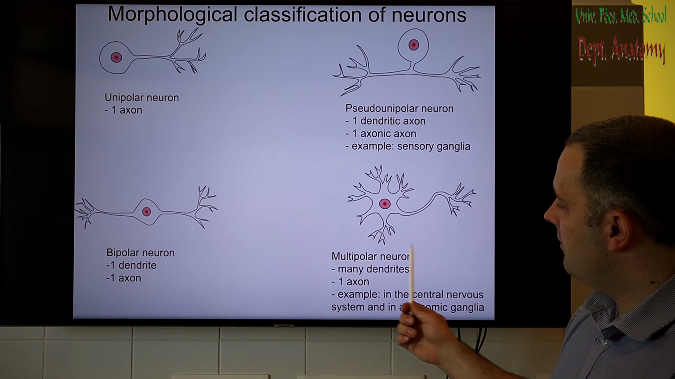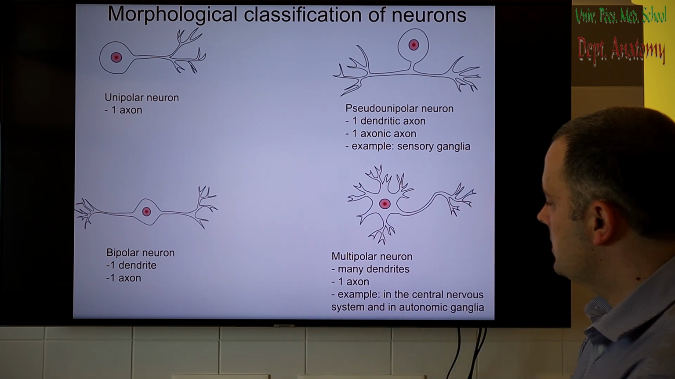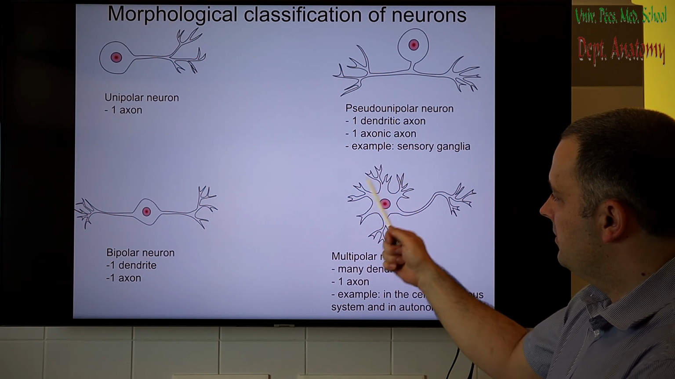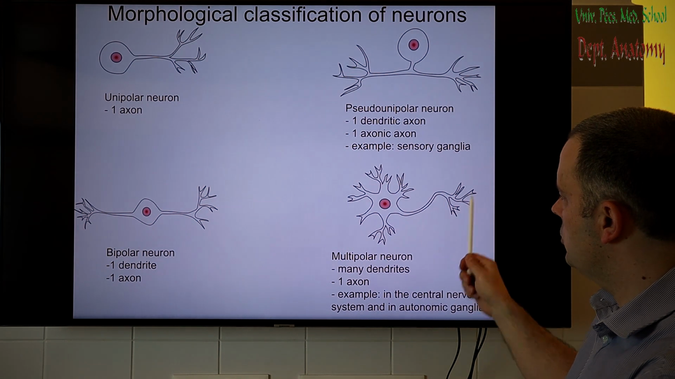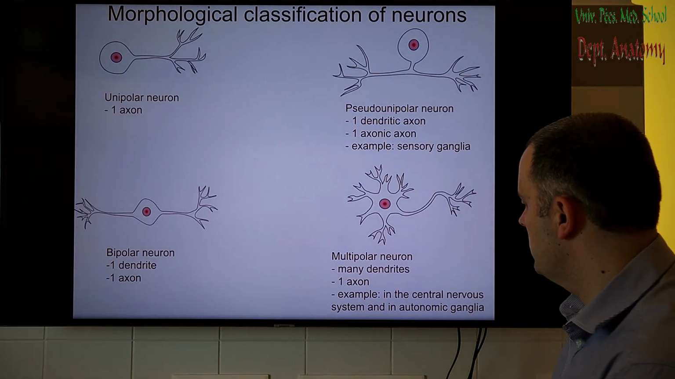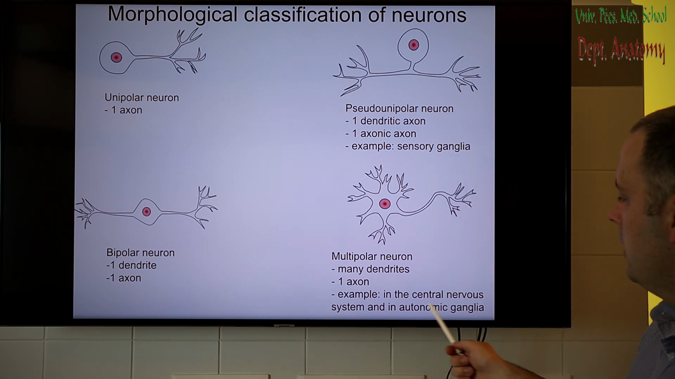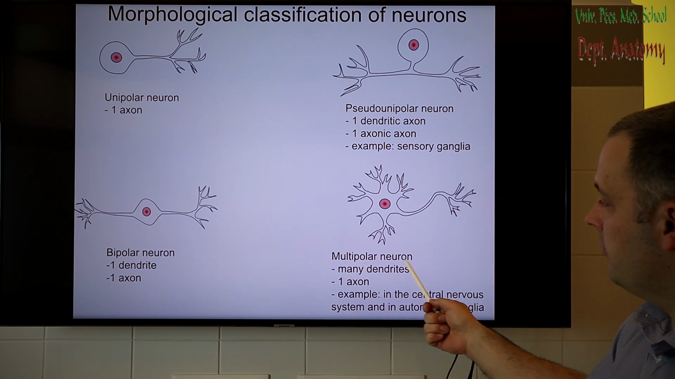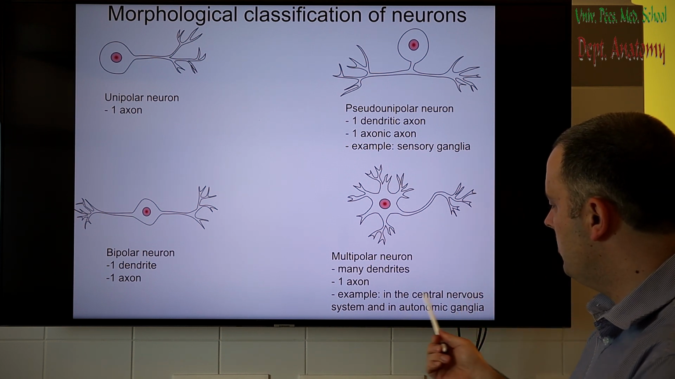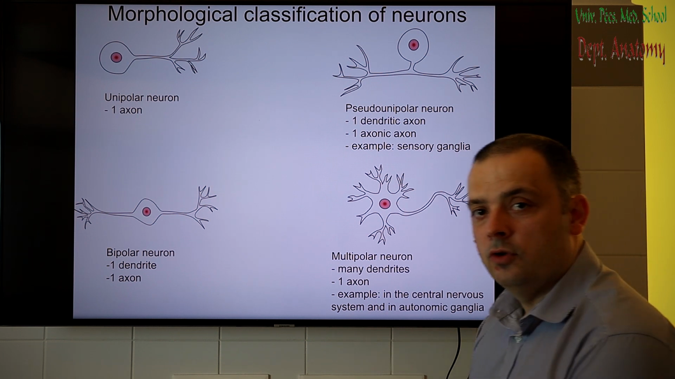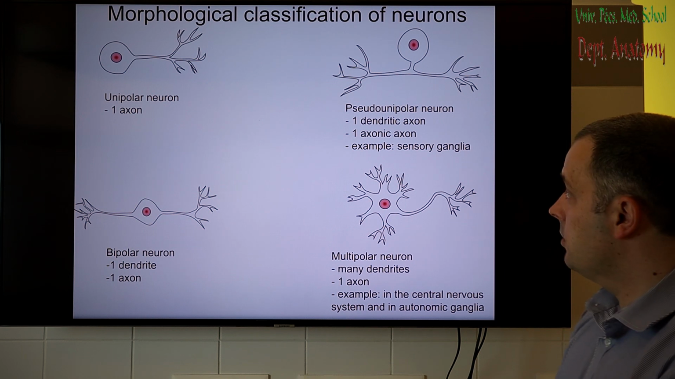And finally, we have the multipolar neuron, that typical neuron that I showed you in my last slide. You have more than one, but most of the times many dendrites. There is one axon which goes to a far point most of the times, and most of the cells in the central nervous system are of multipolar type. And today I will finish my lecture with the structure of the autonomic ganglion, where you can observe again multipolar neurons in the peripheral nervous system.